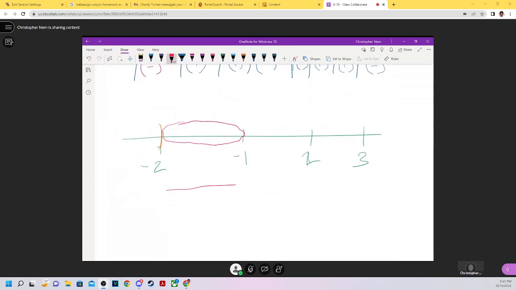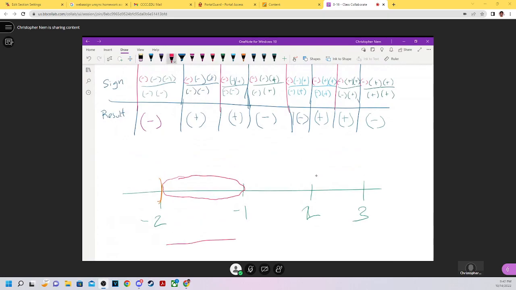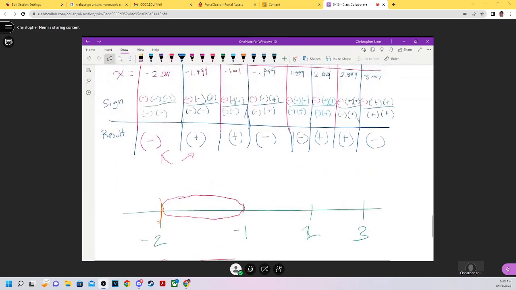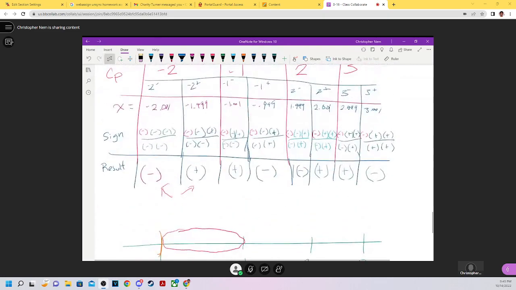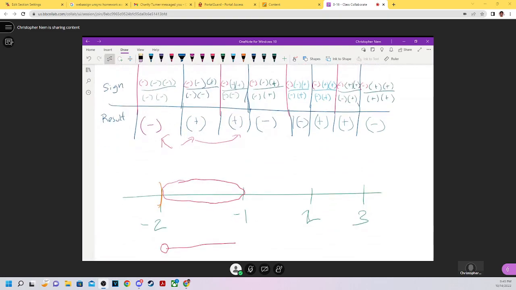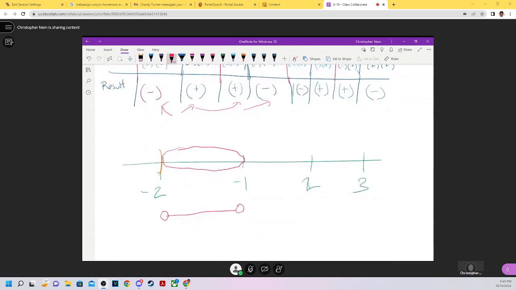Right here. Now, do I include negative 2 or do I not include it? Well, the right side of it is positive, so that does work. But the left side doesn't work. So I actually do an open circle at negative 2. Now at negative 1, the left side works. Great. But what about negative 1 on the right side? It does not work. So I have to do an open circle here.